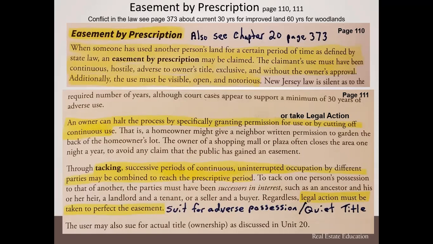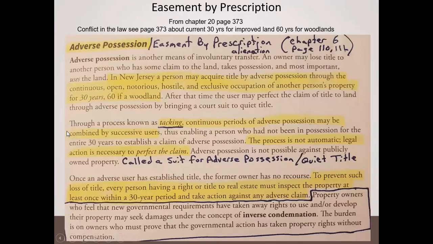Okay. And so this was in chapter 20, what you highlighted in the notes you took there in chapter 20 as well. To gain an easement by prescription, it's a form of involuntary alienation. Somebody has to use your property for 30 years if it's improved lands, or 60 years if it's unimproved lands, to claim ownership of that land that they've been using.